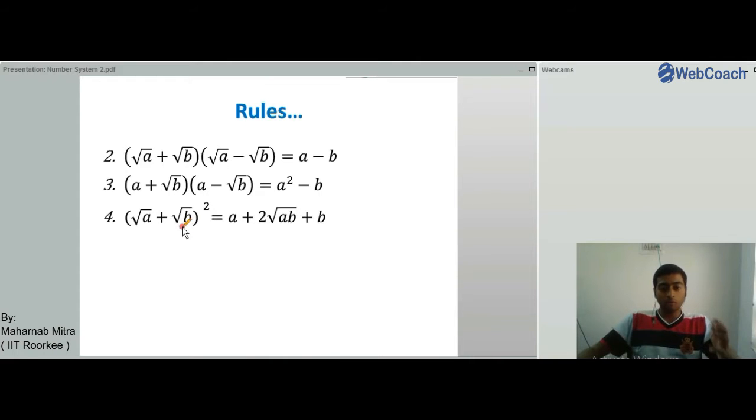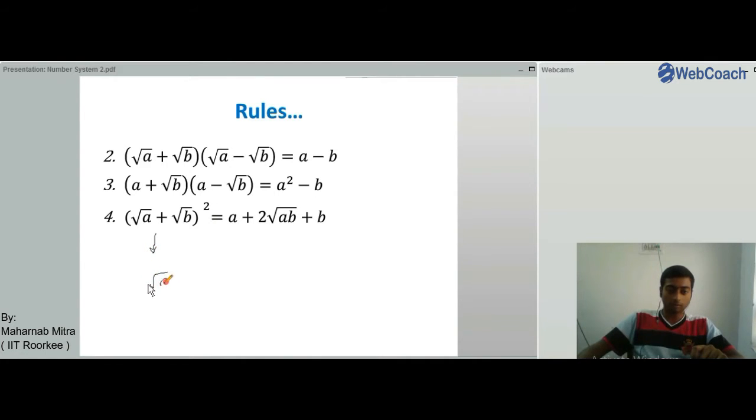Here I think all of you know the rule (A plus B) whole square. And what is (A plus B) whole square? It is A square plus 2AB plus B square, right? And here we are applying the same law to square roots. If we want to add two square roots and then find the square of the sum, what should we do from here?